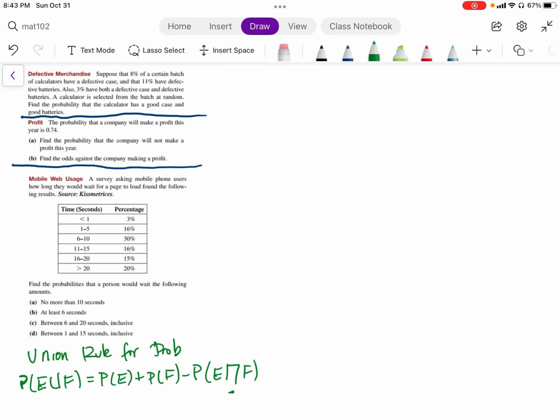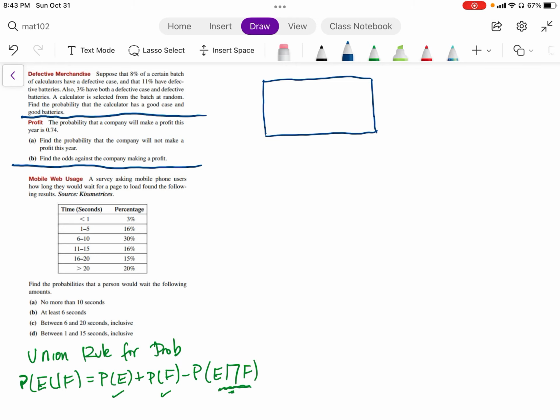Anyways, this union rule says if I'm counting probabilities, I need to add the probability of each, but take away the intersection because I would double count it, right? This intersection means it was part of E and F. So if I count that probability here and I count it here, I have to take away any double counts, right? That's one approach. I'm going to show what that looks like in a Venn diagram for this one.